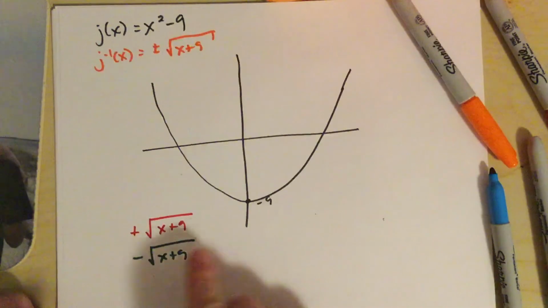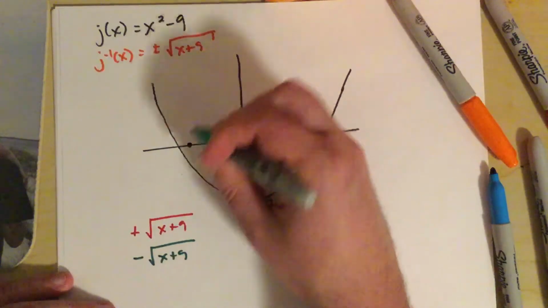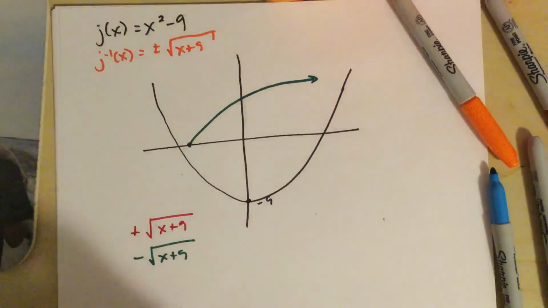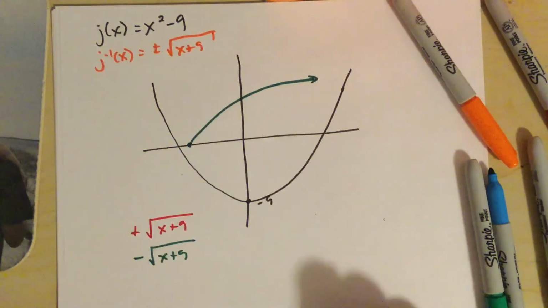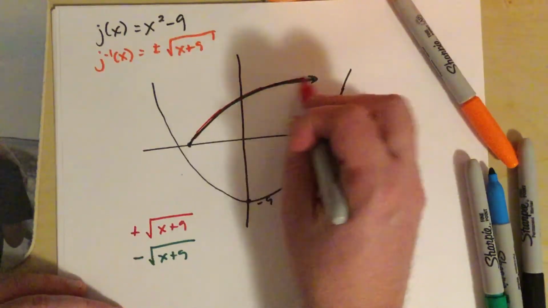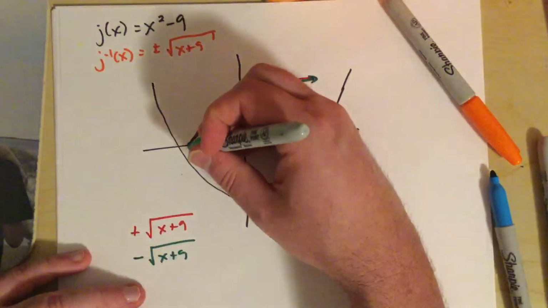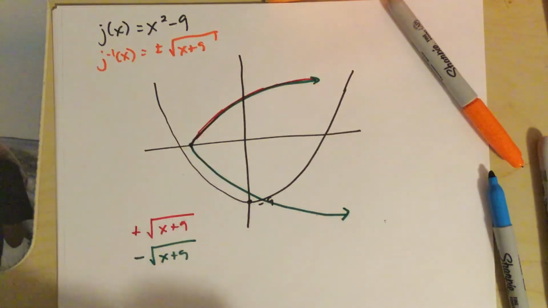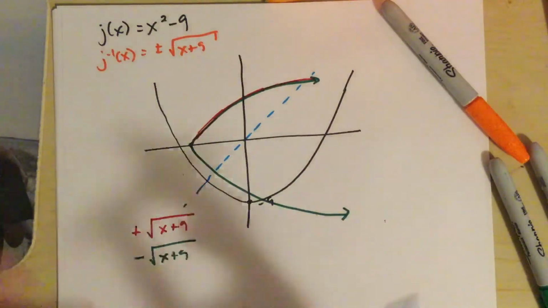So plus root x plus 9, it's the square root graph. It's moved 9 to the left. So that's going to look something like this. And the negative root x plus 9, oh, I did the wrong one. That should have been the red one. That's the plus. And the negative one has been flipped over, and it looks something like this. It may not be totally to scale. But the idea is, again, that this is flipped over the y equals x line, which looks about right.